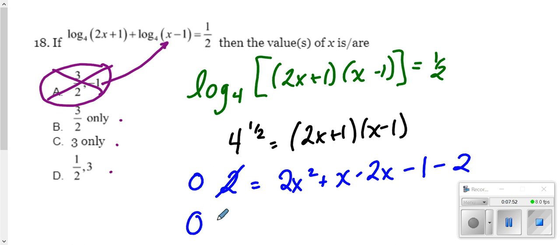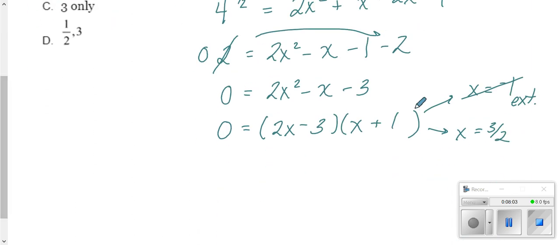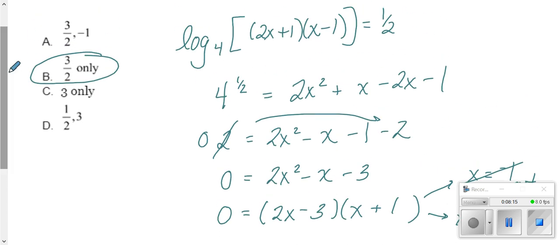And you have the quadratic 2x squared minus x minus 3, which does indeed factor. So I'm going to show you that on this page. It does indeed factor. You get 2 solutions, and this is why answer choice A was there, because you do get -1 as the solution for the quadratic, but it doesn't check in the original problem. So you should just have 3 halves.